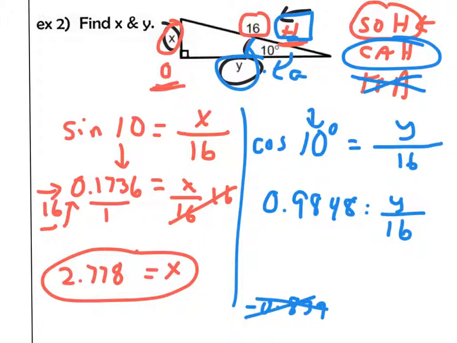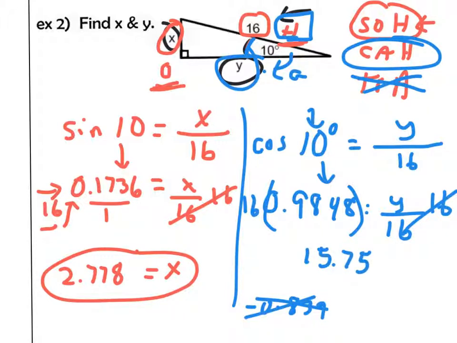But hopefully you type in cosine of 10 or 10 cosine, depending on your calculator, and you get this 0.9848 answer. Once again, you cross multiply or multiply both sides by 16. And you take 16 times the 0.9848, and you get 15.75. That is how you find your y.